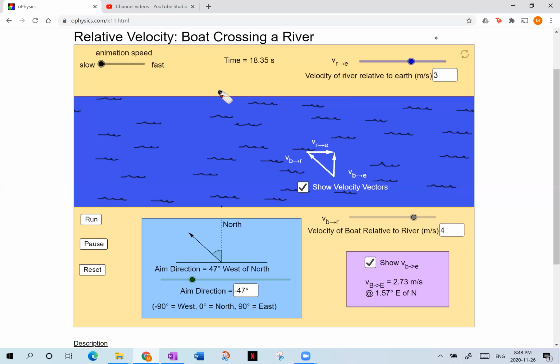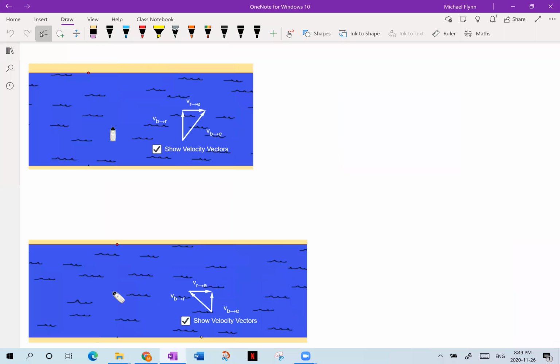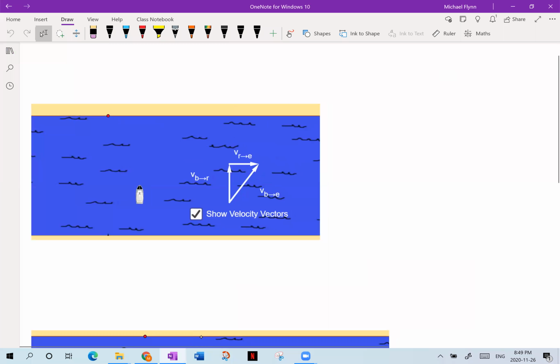Sure, they have GPS and autopilot and stuff like that, but that technology can fail. So the pilot needs to be able to do these calculations and work out how to control his or her airplane properly. Now that you've seen this little animation, let's go to OneNote and take a look at how we do the calculations themselves.